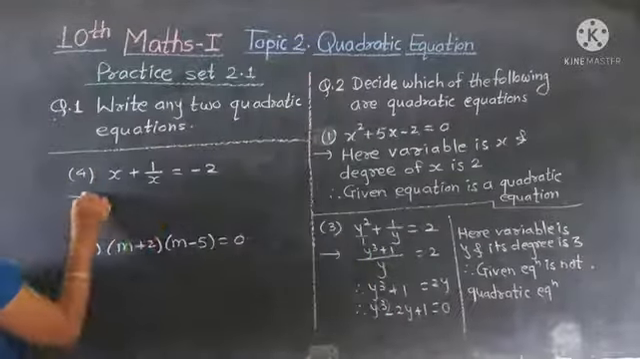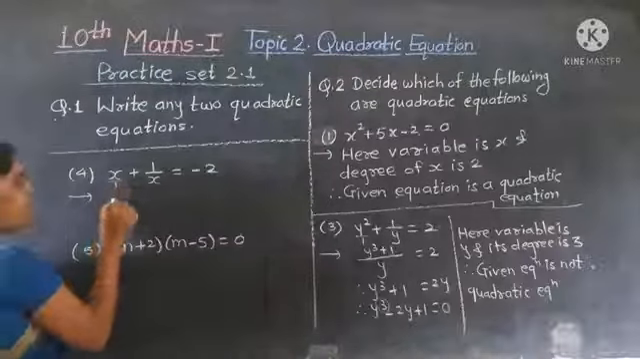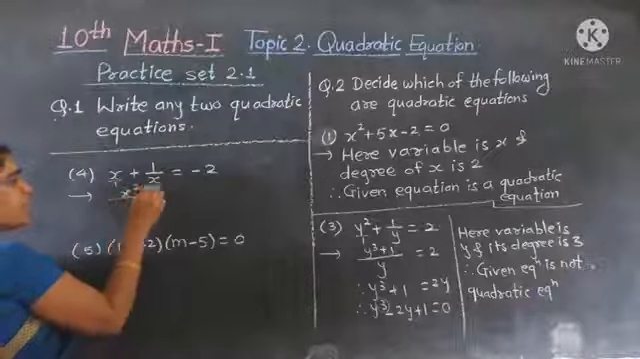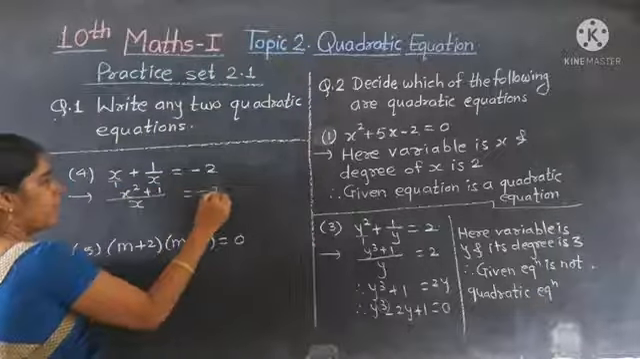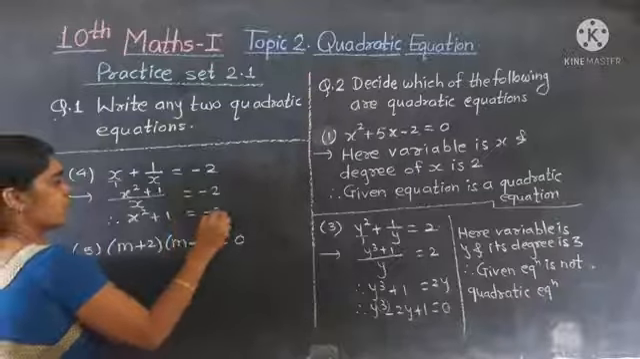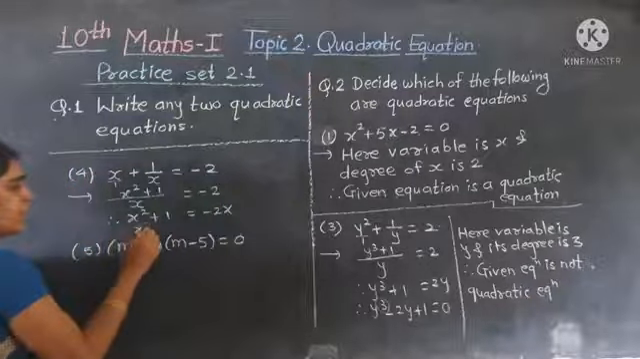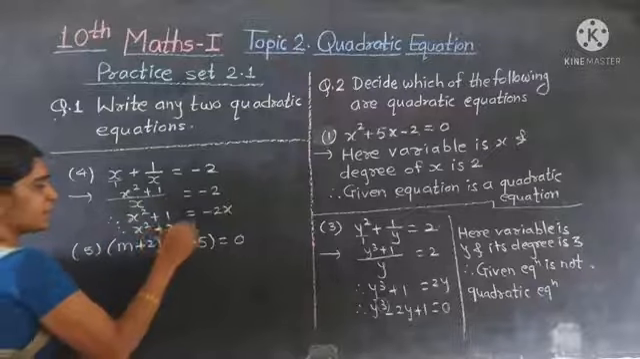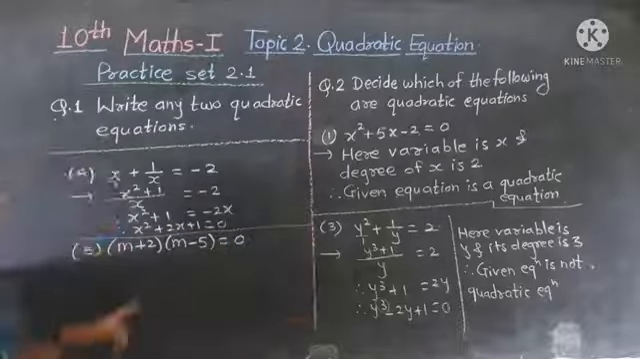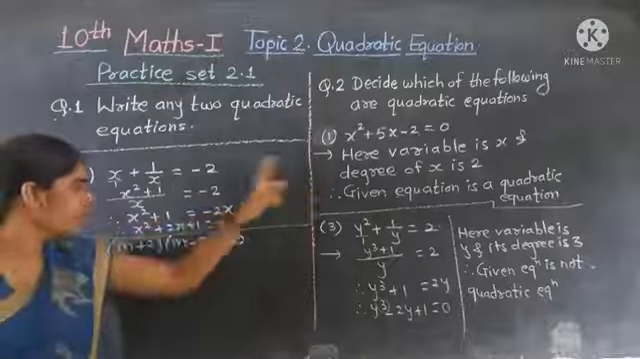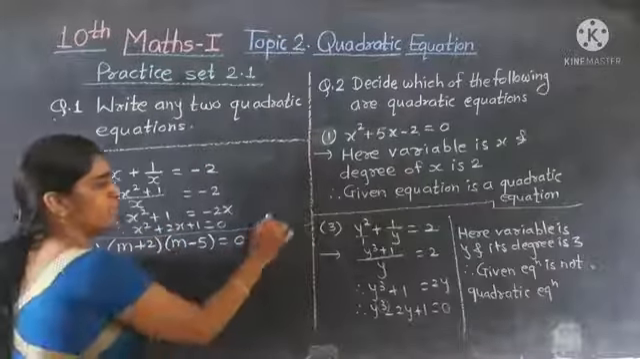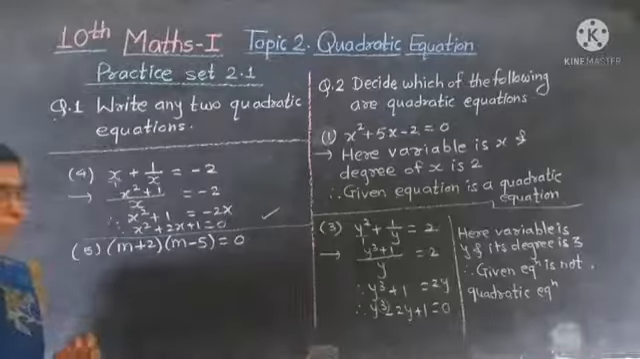Similarly here, you first simplify. Multiply with x, x square plus 1 is equal to minus 2x. That is x square plus 2x plus 1 is equal to 0. Now see, you write in this way. Here the variable present is x and its degree is 2. Therefore, it is a quadratic equation.